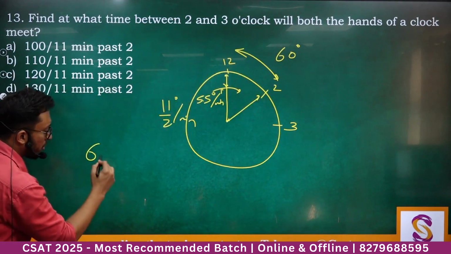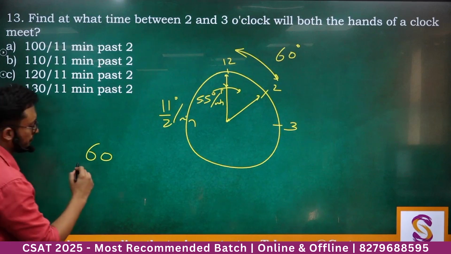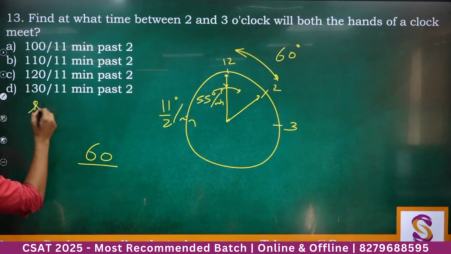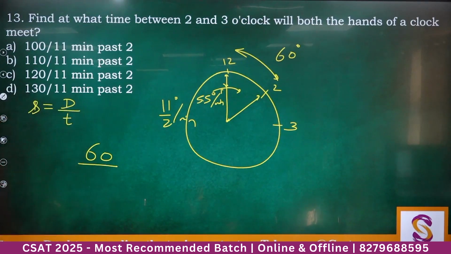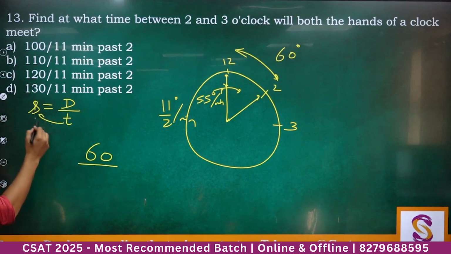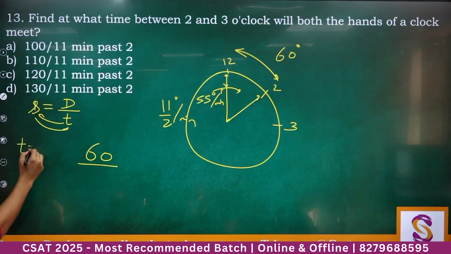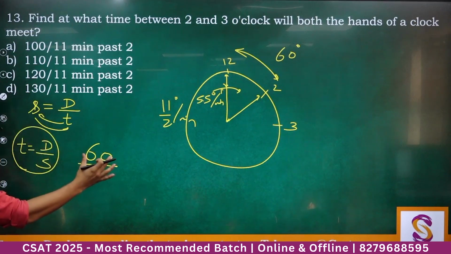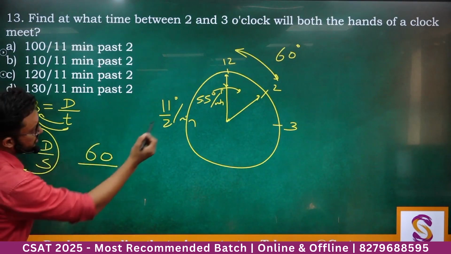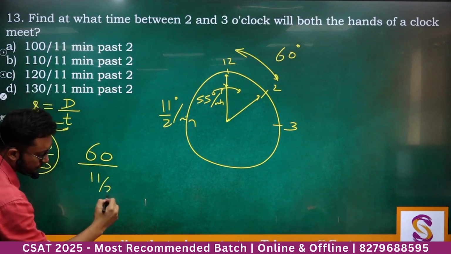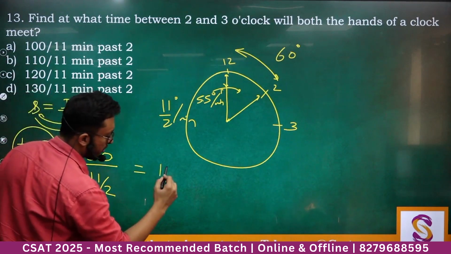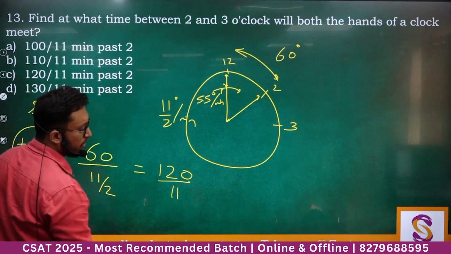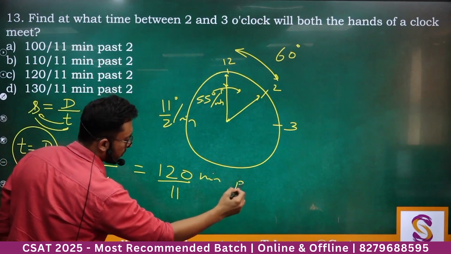So distance upon speed is equal to time. अगर मैं टाइम को इधर ले गया, स्पीड को इधर ले आया, so time is equal to distance upon speed. यही टाइम you need to calculate. This is the distance, this is the speed. It is just 120 by 11 minutes past 2.